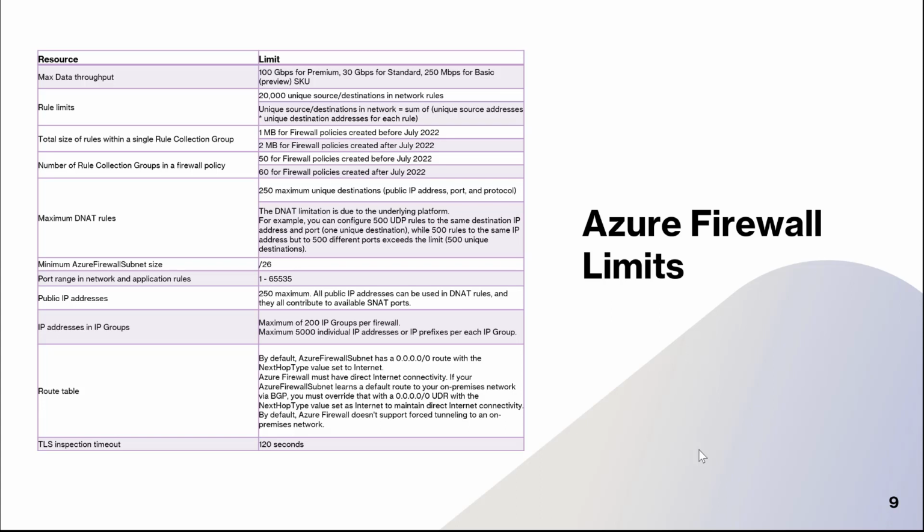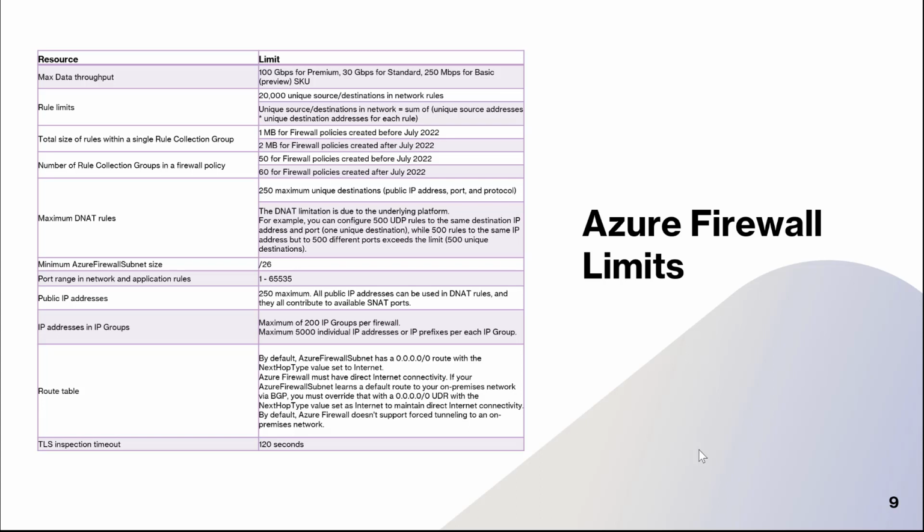The rule limits are 20,000 unique source and destination in network rules, which is self-explanatory here. Total size of the rules in a single rule collection group, and as I said, you will understand once you get into the demo what this rule collection group means and what the number of rule collection groups is. So this is a good insight. Maximum destination network address translation rules are 250 maximum unique destinations, public IPs, ports, and protocols, right?